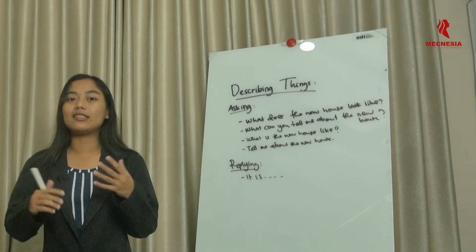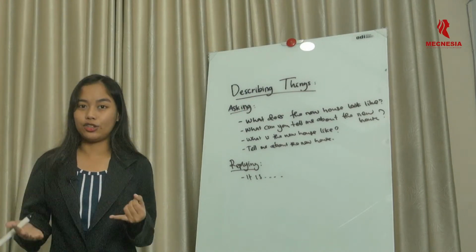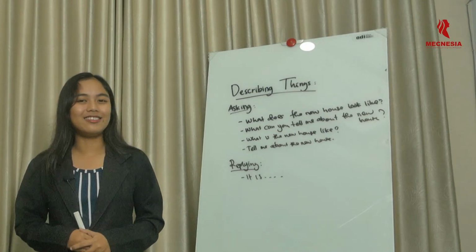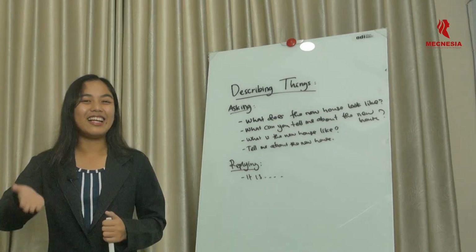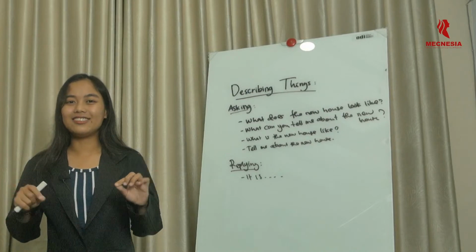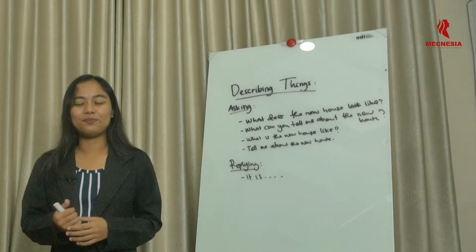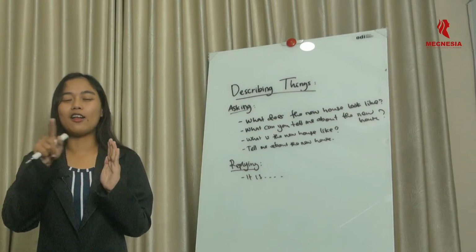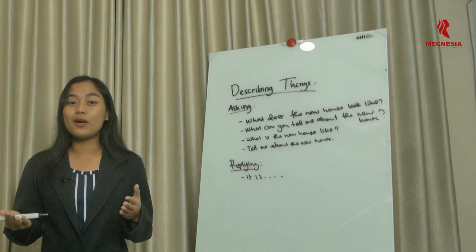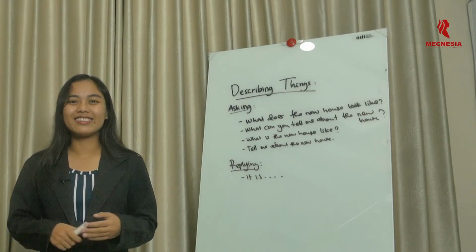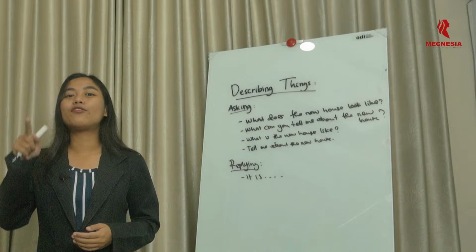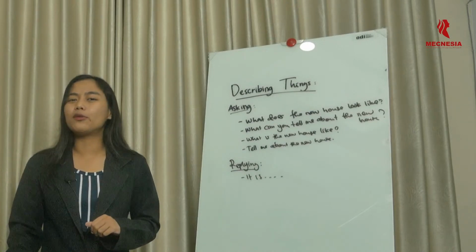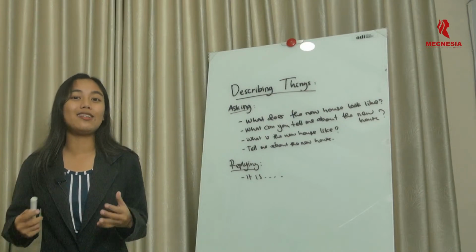Jadi kalian bisa mendeskripsikan bentuk dari bendanya, the shape, by using rectangular or rectangle, yang berarti persegi panjang. Let's say it with me. Rectangle or rectangular. Next, kalau bendanya kotak, you can say square. Next, we have oval. Oval digunakan untuk mendeskripsikan benda yang bentuknya seperti telur.